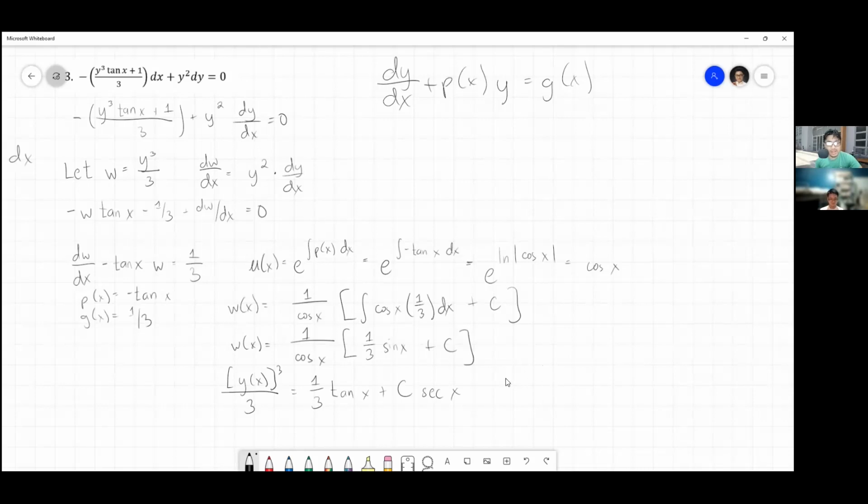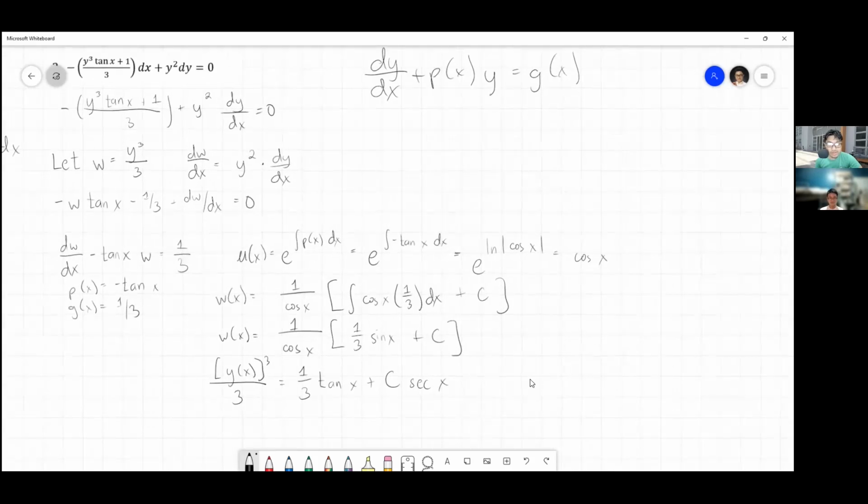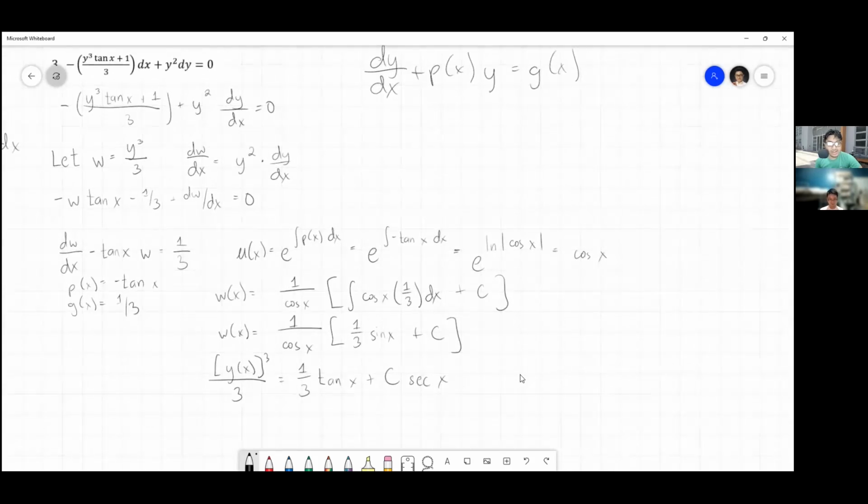So, if ever you need y itself, y as a function of x, we can just manipulate it again: multiply by 3, and then take the cube root. So this becomes y of x equals 3 over 3, that is 1, tangent of x. This c is an arbitrary constant since we don't have a given condition here. That could be any number.